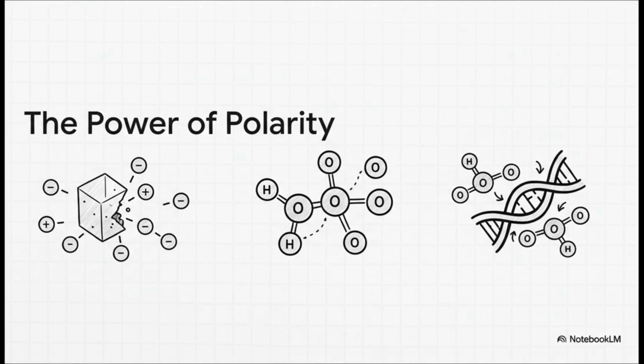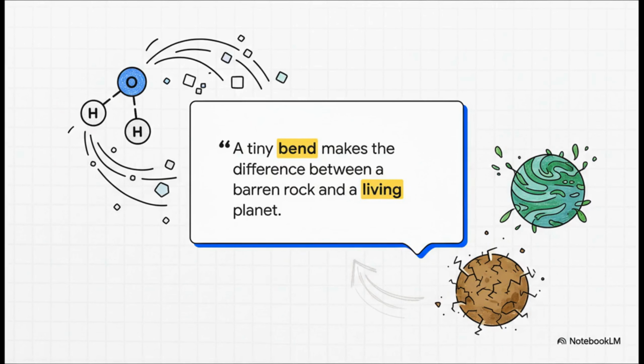And this polarity, it's a superpower. It's what allows water to be the universal solvent, ripping apart salts and dissolving all the nutrients our cells need to survive. It's what allows water molecules to stick to each other, creating things like surface tension. It's not an exaggeration to say that this one property drives pretty much every single biological process that makes you, well, you. When you really stop and think about it, it all boils down to this incredible fact: a tiny, tiny bend in one single molecule is what makes the difference between a dead, barren rock floating in space and a vibrant, living planet.